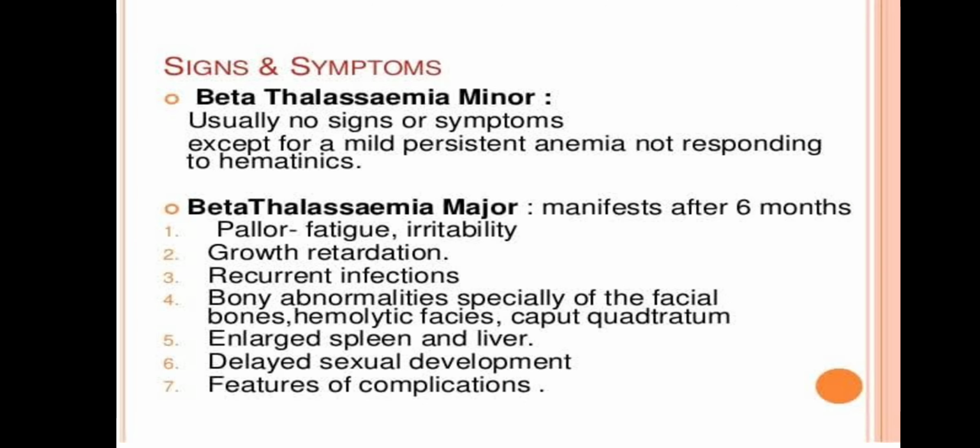So, signs and symptoms of thalassemia. Beta thalassemia minor is either asymptomatic or has only mild symptoms with mild persistent anemia which will not respond to hematinics. Beta thalassemia major manifests after 6 months of age with pallor, failure to thrive, fatigue, irritability, growth retardation, recurrent infections, bony abnormalities as we had mentioned with facial bones, hemolytic facies, enlarged liver and spleen due to extramedullary hematopoiesis. They will have delayed sexual development, features of complications.